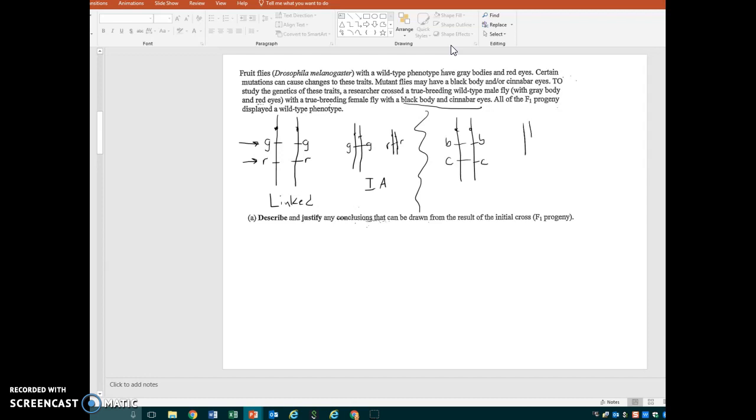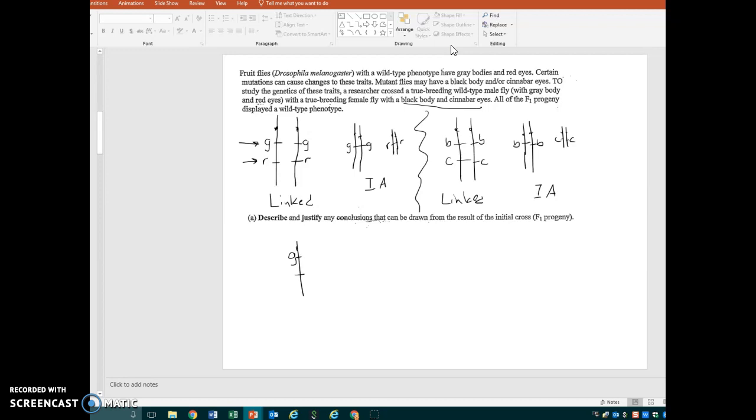And again, if they were independently assorting, then it's going to look like this, where you'd have the black body on that one, and then on the shorter chromosome here you'd have the cinnabar eye bit again. So this is what they mean by independently assorting, and then this is what it would look like if it was linked.